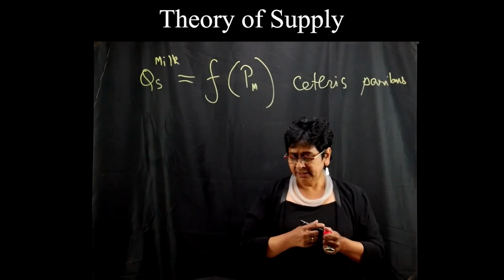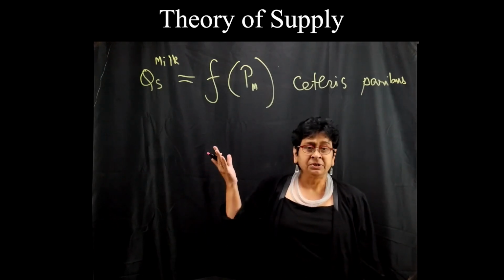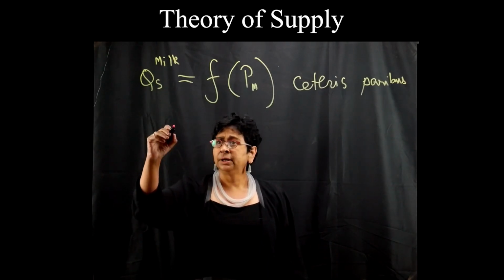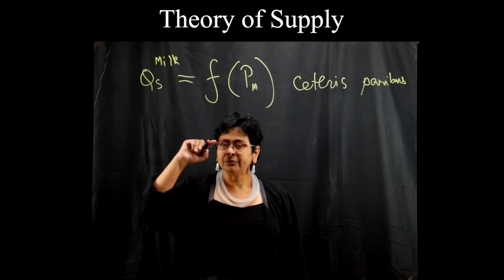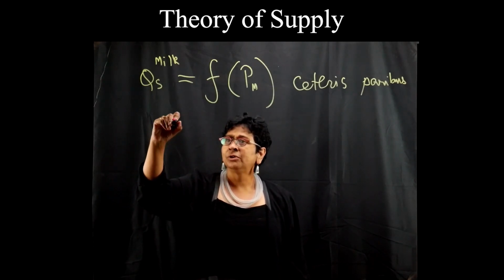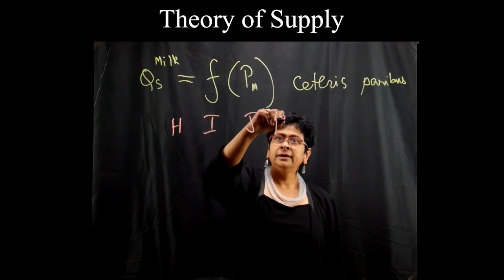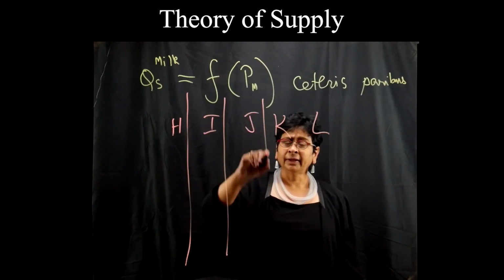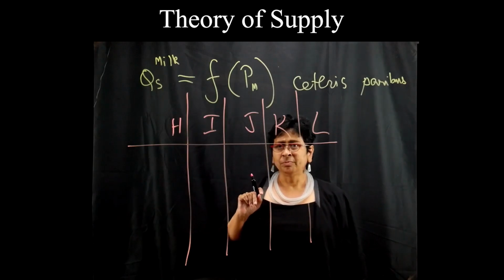So in this market, like before, let us say that we have 5 producers, and instead of A, B, C, D, E, I'm going to call them H, I, J, K, L. All right, these are my 5 producers. And they are responding to the price of milk.